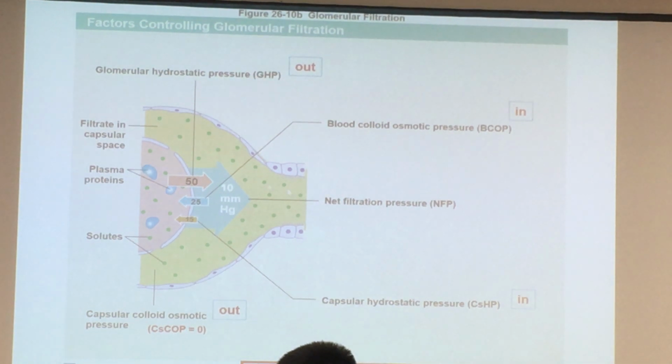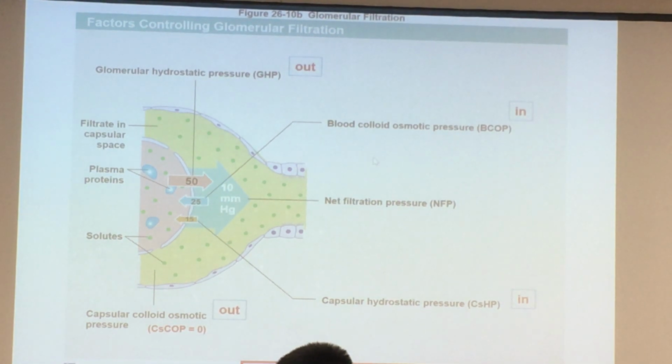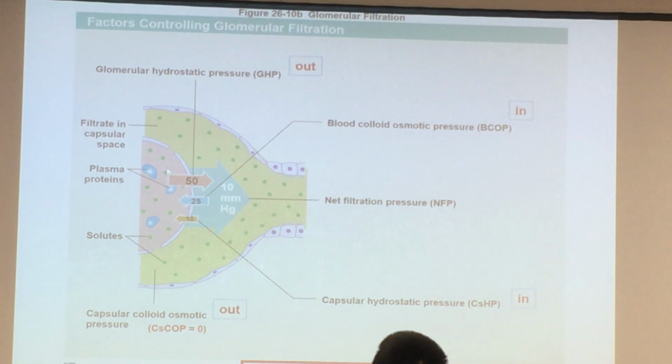Okay. And the same thing in the glomerular capsule cavity, they also have a pressure to push it in, and we call it capsular hydrostatic pressure. They still have some pressure, they can push the fluid in. Okay, so 15 out and 15 in.